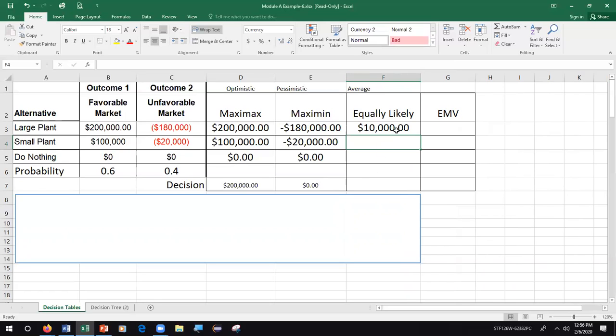So my equally likely average is $10,000, and if I pull that down again, that works for the formula for all of them, and I can pull this one across one more time. Whoop, I didn't do that. I have to grab that box, pull it across.